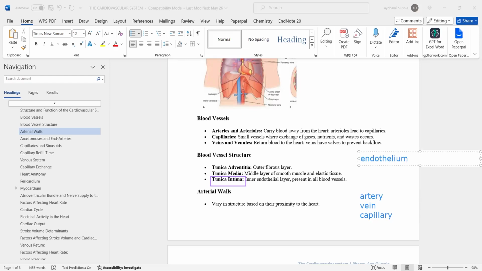But you see, the tunica adventitia and the tunica media are not present in the capillary, because the capillary is just a layer of endothelium. That is what is in the capillary. So this tunica intima layer, which is a layer of endothelium, is present in all blood vessels.